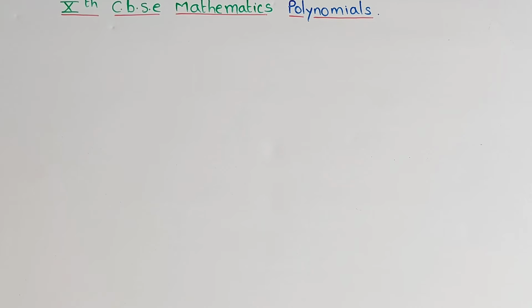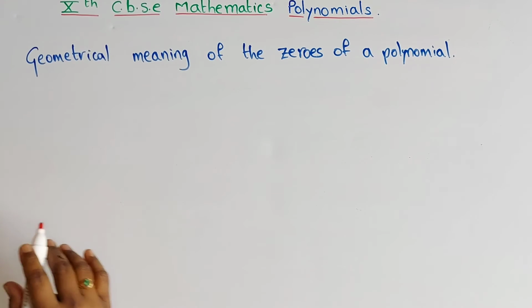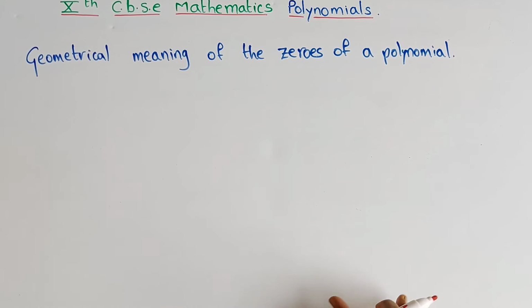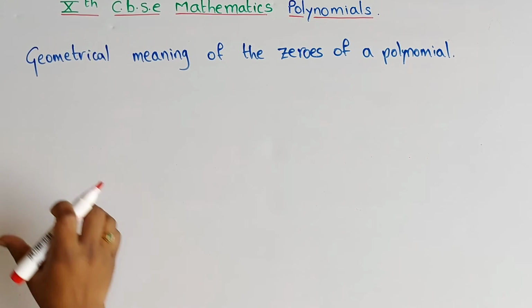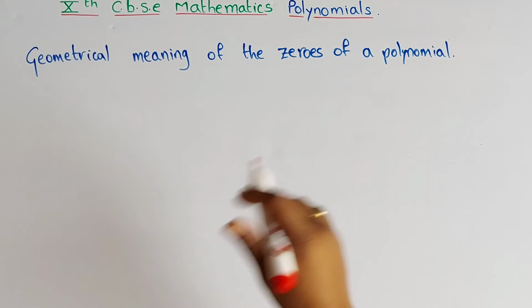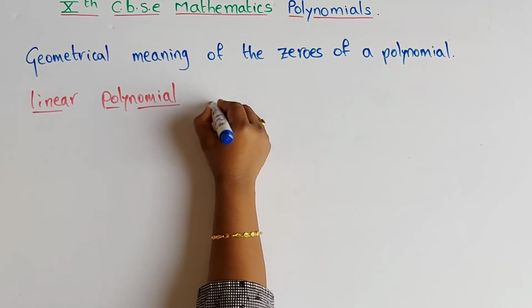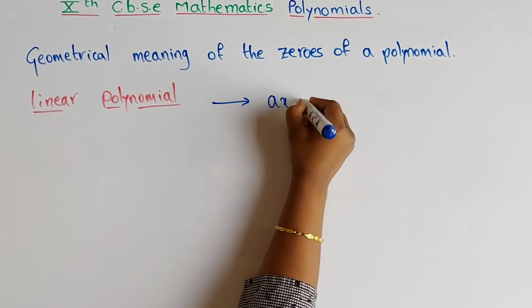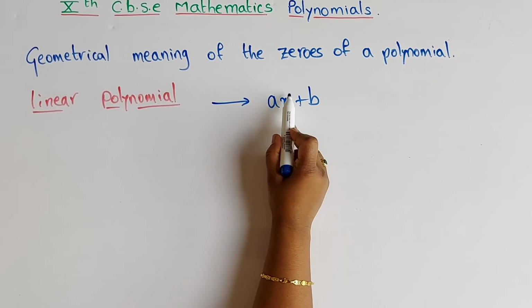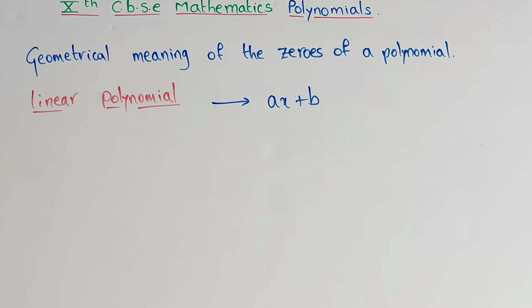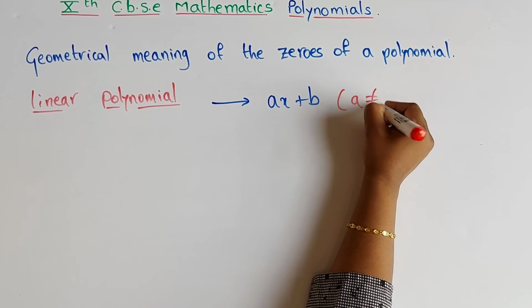These are all the basics of the polynomials, children. Now we are learning the geometrical meaning of the zeros of a polynomial. This is the graphical representation of linear and quadratic polynomials and the geometrical meaning of their zeros, children. We have already learned how to find the zeros of a polynomial, right? The same thing we are representing on the graph. First we'll see the linear polynomial, children. What is the standard form for a linear polynomial? ax plus b. See here, the degree of the polynomial is 1. So this is the standard representation of a linear polynomial. Here a is not equal to 0.